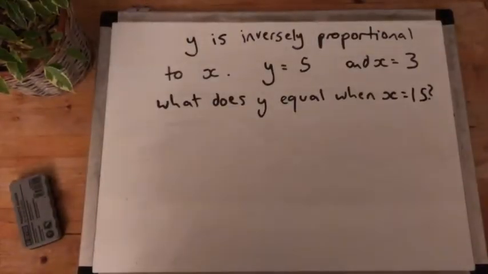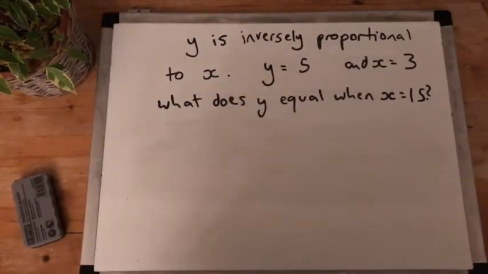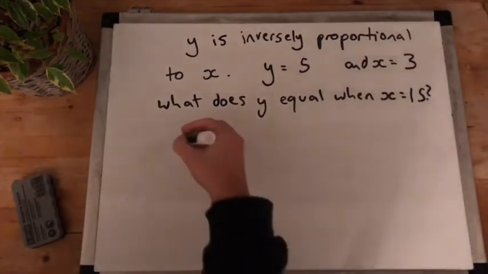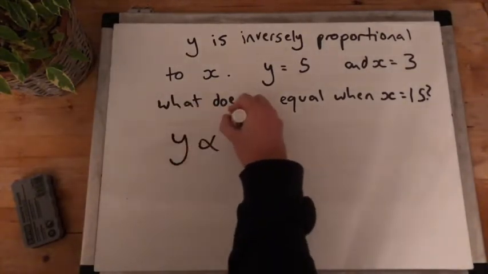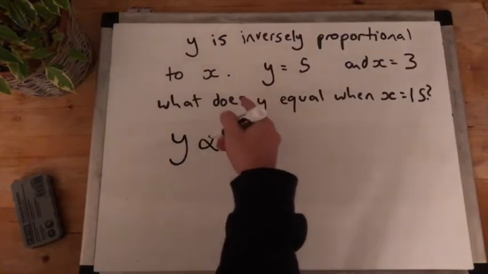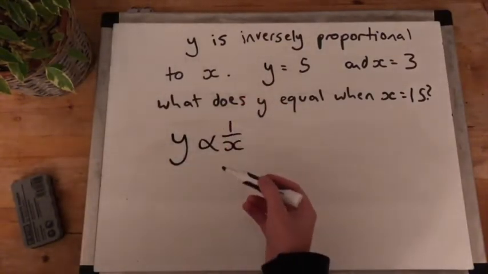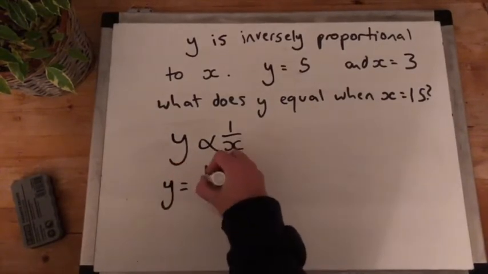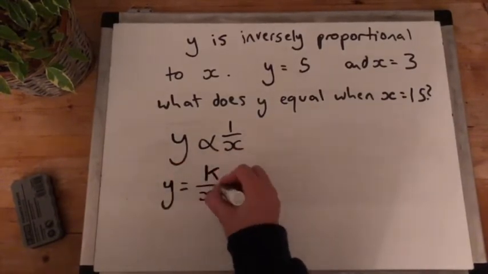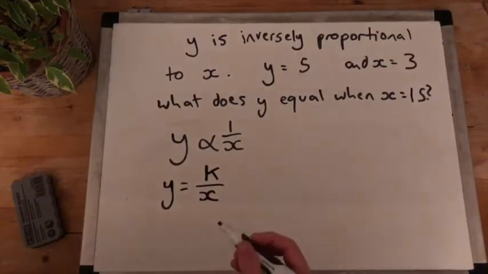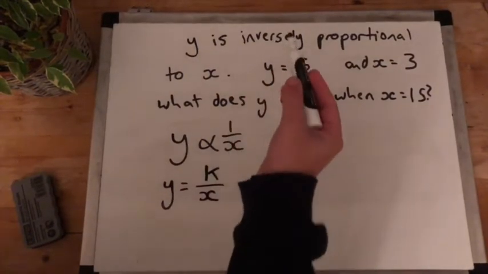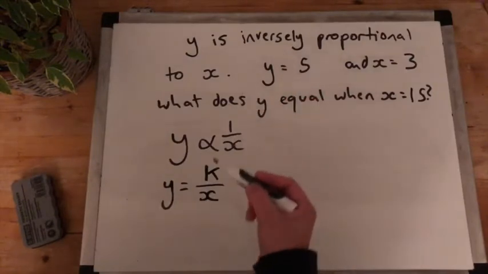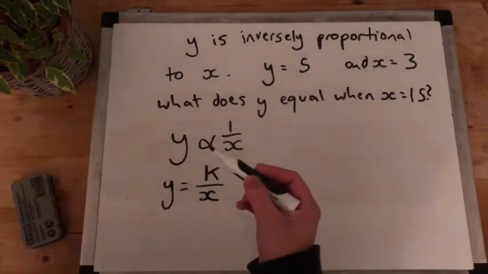Y is inversely proportional to x. Y equals 5 and x equals 3. What does y equal when x equals 15? So we'll do y proportional 1 over x. Because it's inversely, we do 1 over x. Next step, y equals k on top over x. Is the only difference. As soon as you see the word inversely, I want you to think in your head, I remember an old vlogger once told me k on top, and you'll be fine.